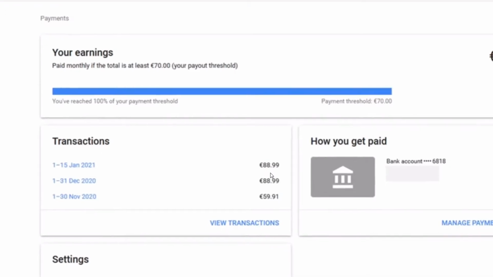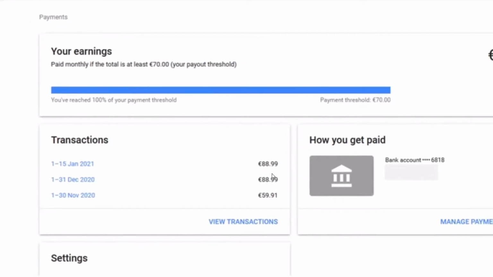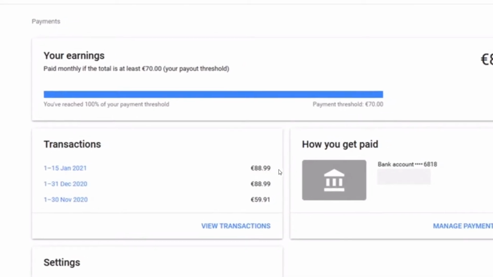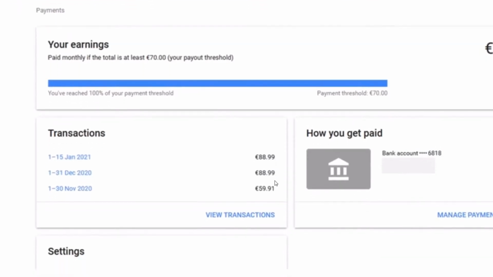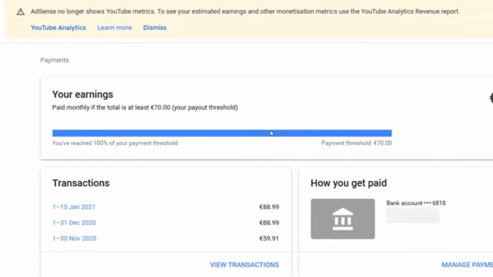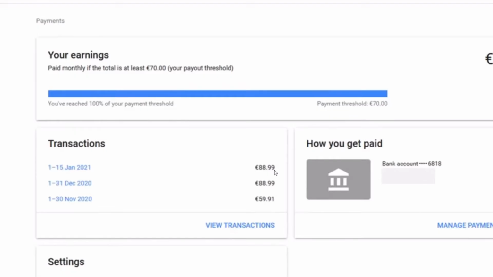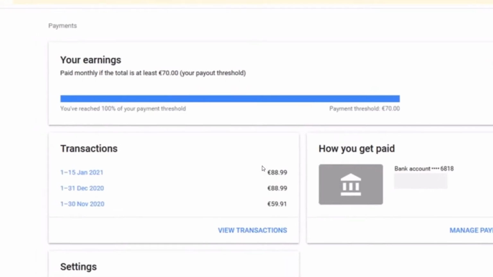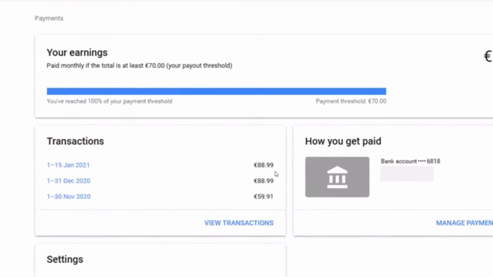So what that means is that my earnings for the month of January will appear on the 11th of February, or somewhere between the 10th and the 14th of February. This is how YouTube payments appear in your Google AdSense account. That has been established.